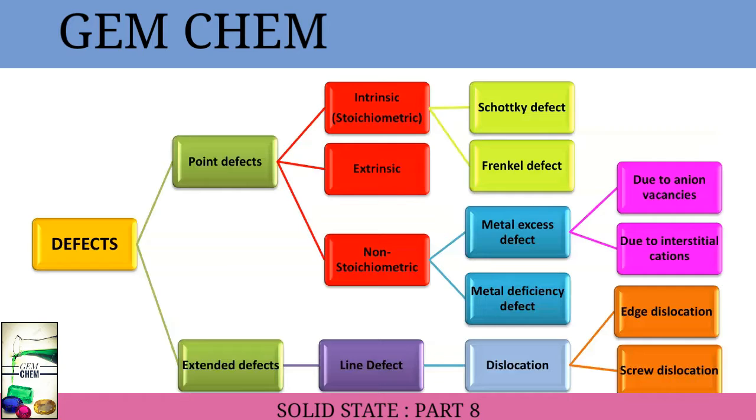Defects are classified into two broad classes, that is point defects and extended defects. Extended defects are classified into line defects, which are further classified into dislocations, and there are two types of dislocation, that is edge and screw. But we will not be concerned with this kind of defect because this is an advanced level treatment. We will only deal with point defects. Now what is an extended defect?